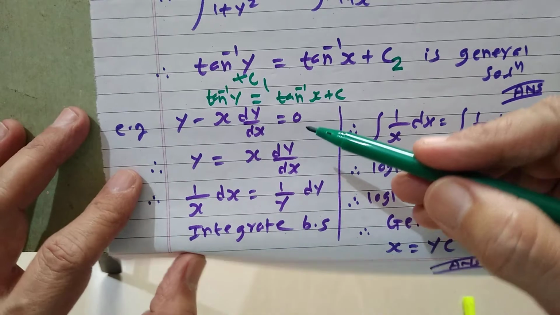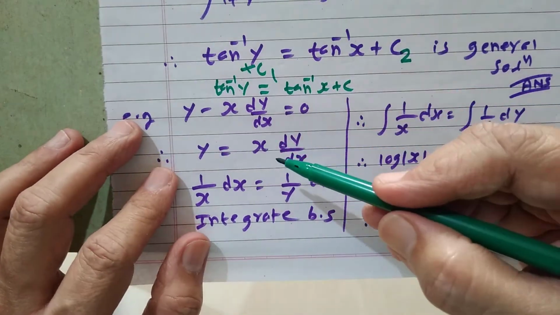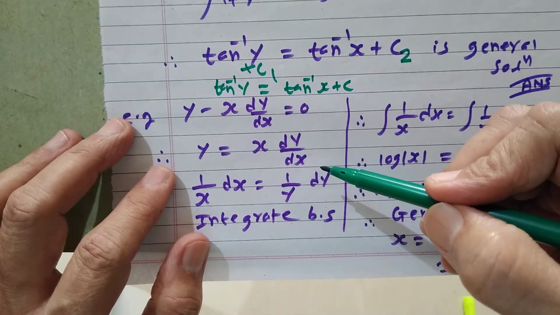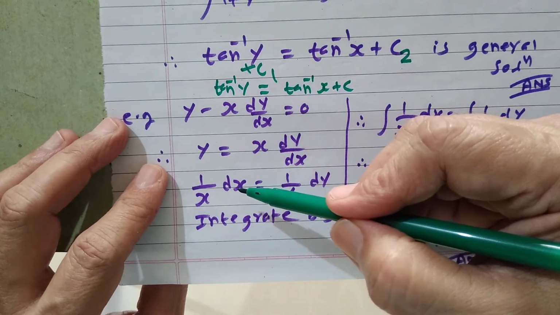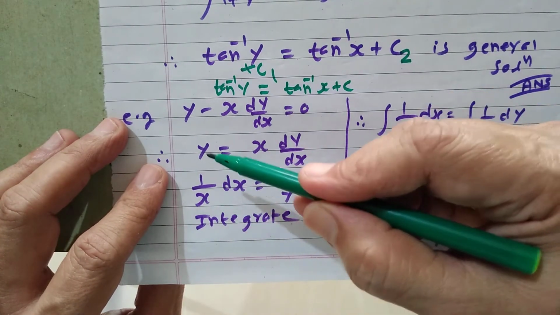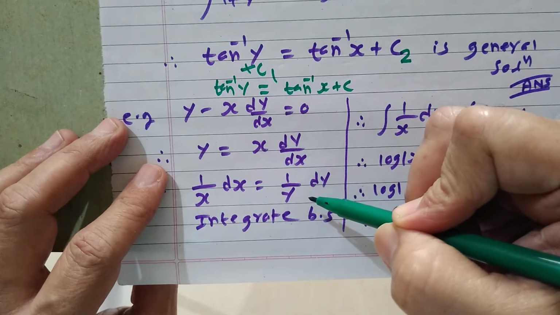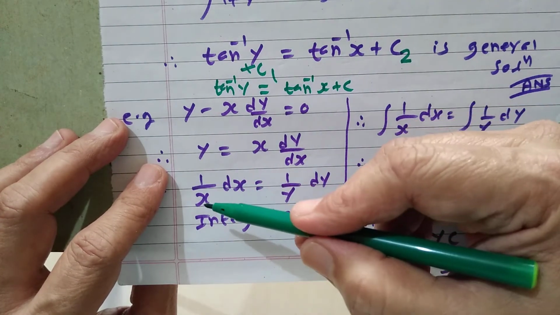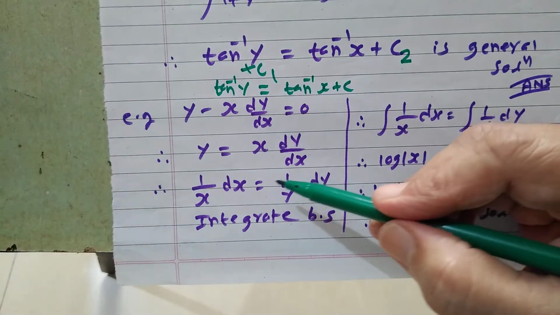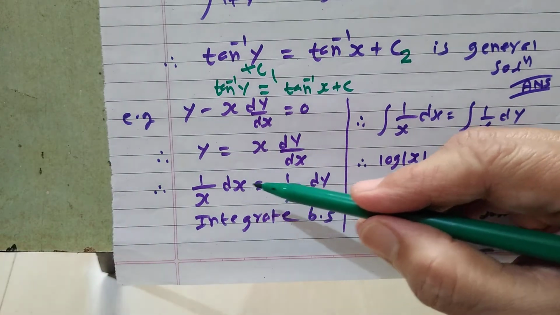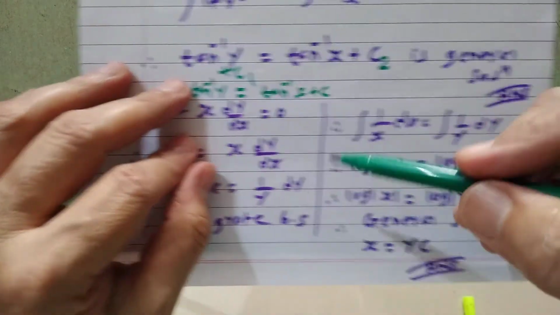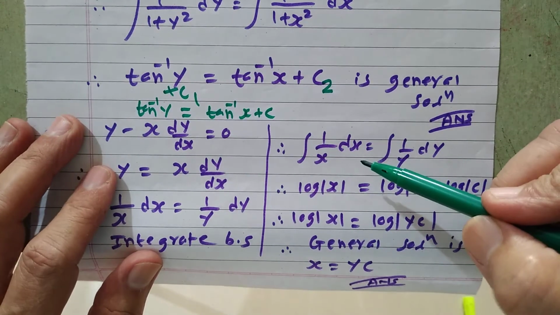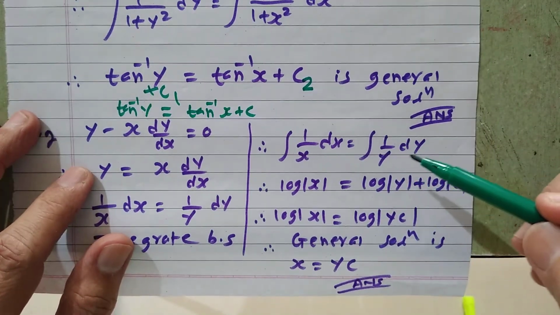Now next example, y minus x dy by dx is equal to 0. Again rearrange the terms. First y is equal to x dy by dx. Then dx multiplied, x in the denominator on the left hand side and y in the denominator on the right hand side, so that dx into 1 by x and dy into 1 by y. That means all x terms on the dx side, all y terms on the dy side. Now integrate both the sides.